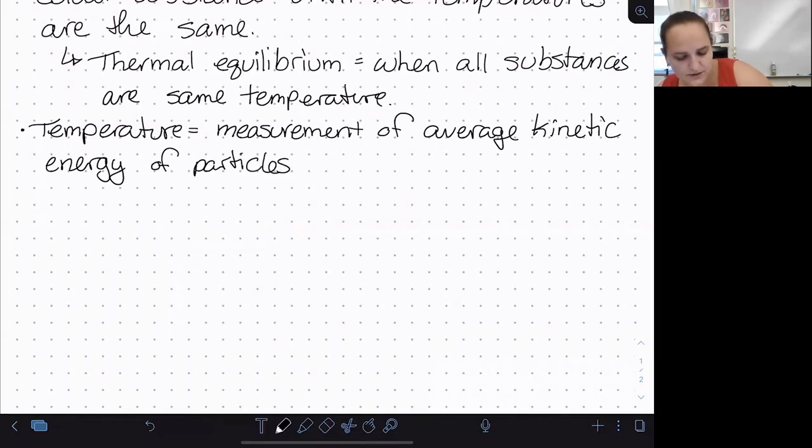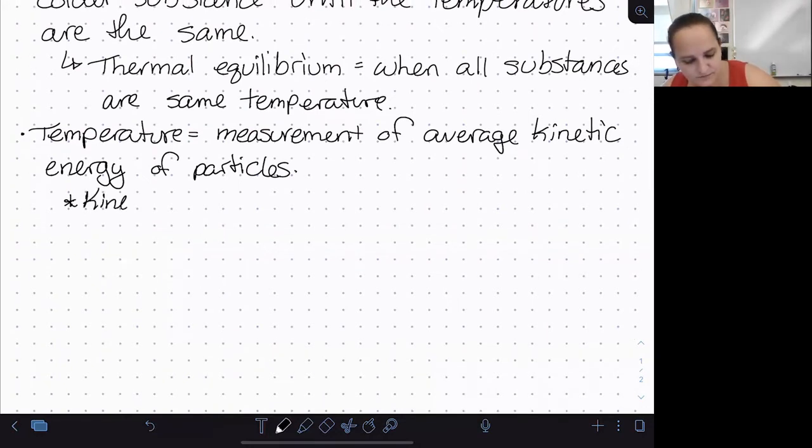And kinetic energy is related to how fast the particles are moving, that the faster your atoms and molecules are moving around at the molecular level, the higher their kinetic energy. And we measure that as a higher temperature. So something that is hotter, as we usually think about it, really just means that those particles are moving around a lot faster at the molecular level.